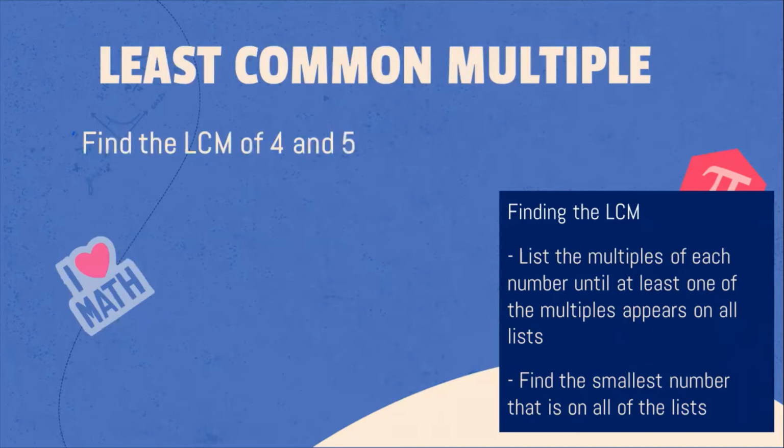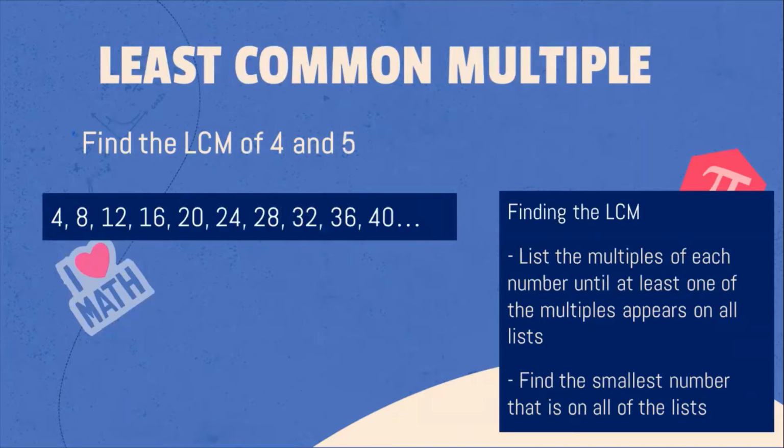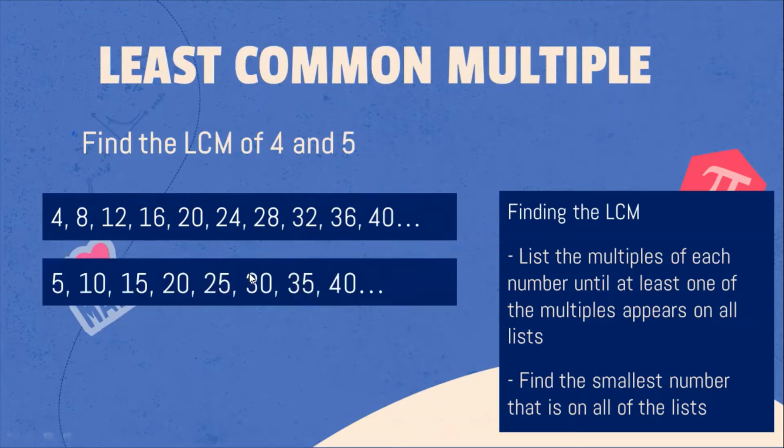Let's have an example. Find the least common multiple of 4 and 5. We will be listing the multiples of 4 and the multiples of 5. Then we will be looking for the common multiples of both numbers. What are the multiples of 4? 4, 8, 12, 16, 20, 24, 28, 32, 36, and 40, and so on. What are the multiples of 5? 5, 10, 15, 20, 25, 30, 35, 40.